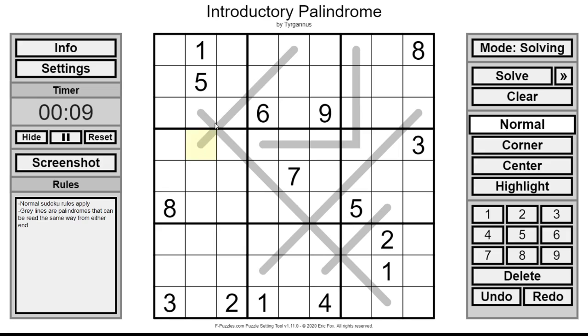Alright, gray lines are palindromes that can be read the same way from either end. So if this is, let's say, a 2, then this is also a 2. And if this is a 2, then that's a 2. So this is an introductory puzzle, shouldn't be too difficult. We'll see though.